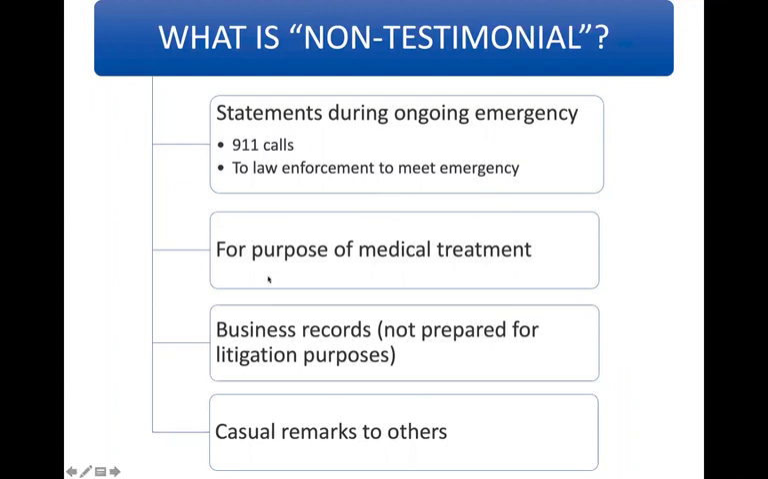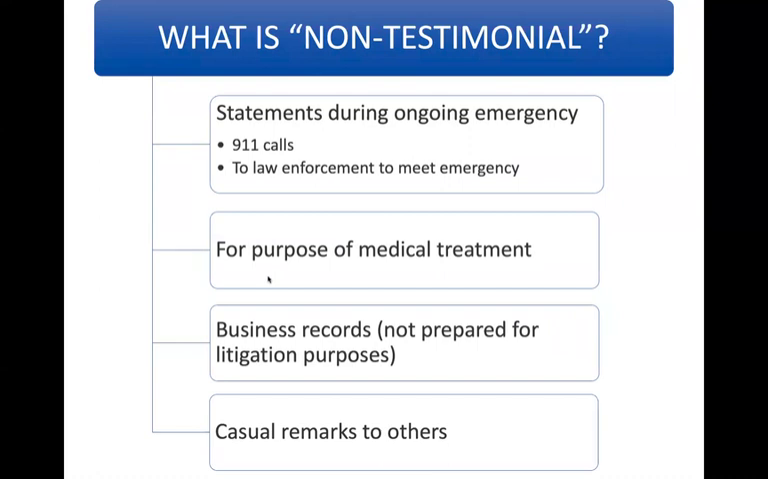And the last one is the statements during an ongoing emergency that are made to police. And so 911 calls are typically non-testimonial. Here's the rationale behind that. It's basically that these statements to 911 are not really to prosecute somebody later on. They're typically made because you're in the middle of an ongoing emergency and you're trying to get help. And so that's the rationale that the courts use for statements to police during an ongoing emergency.